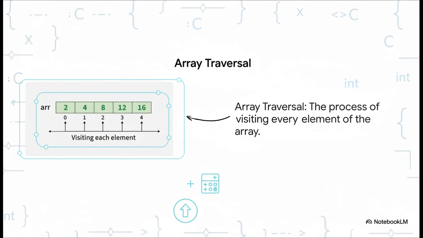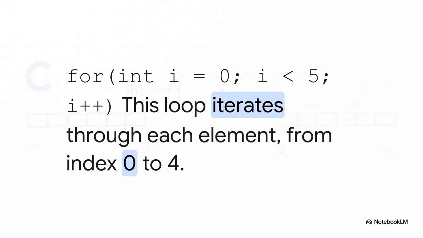This is absolutely essential for doing things like, say, calculating the average of all those student scores we were talking about. And the classic tool for doing this in C is the for loop. Just take a look at this code. We set up a little counter, i, and we start it at 0. We tell the loop to keep running as long as i is less than 5, which is the size of our array. Inside, we just print the element at whatever index i is currently on, and then i++ just moves our counter to the next spot for the next time around.